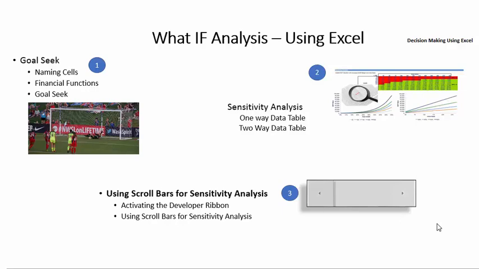This is an introduction to decision making using Excel. In this workshop, we are going to talk about the what if analysis, and we'll have three parts. In the first part, the goal seek, we will see how to name cells to make models more meaningful, use a couple of financial functions, and use the goal seek as part of the what if analysis. In the second part, we are going to talk about the sensitivity analysis using one-way and two-way data tables.